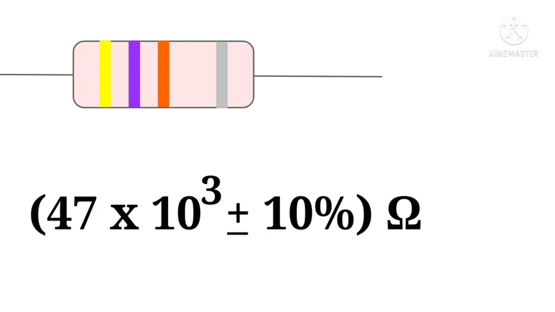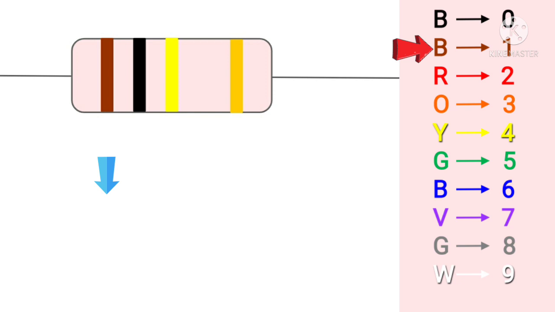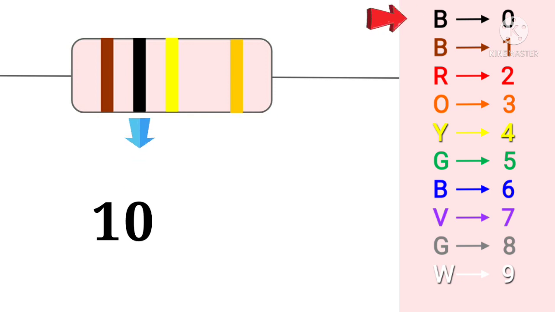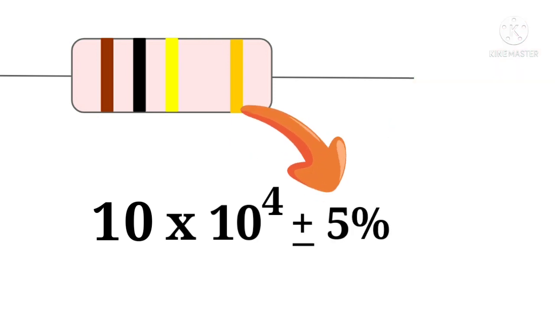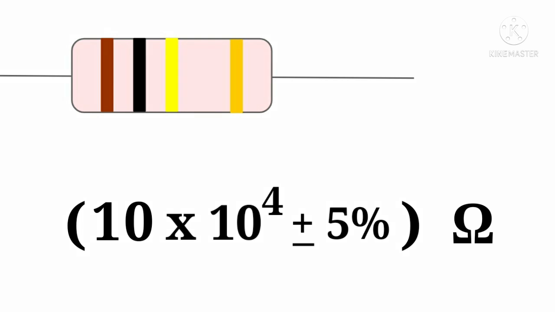Let's try another one. Here the first band is brown, that means the first digit is 1. The second band is black, that means the second digit is 0. The third band is yellow, that means 10 to the power is 4. The tolerance band is golden, that means there is 5% error. So the value of this resistance is 10 into 10 to the power 4, that means 1 lakh plus minus 5% ohms.